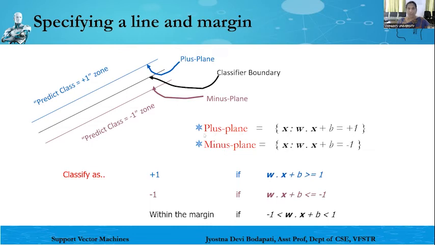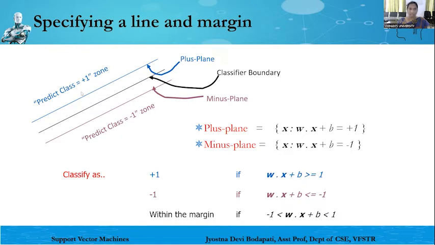So now consider the plus plane, that is on this line. Here, for any example x on the plus plane, the value wx plus b is equal to +1, right? And for any example x on the negative plane, that is the minus plane, this value will be equal to -1, wx plus b equal to -1. With that notation, we can use a decision logic: if for any example x, wx plus b is greater than or equal to +1, then we can assign that example x to the positive class. So here you can see, for all these examples on this line, for any example x, this wx plus b will be equal to 1.